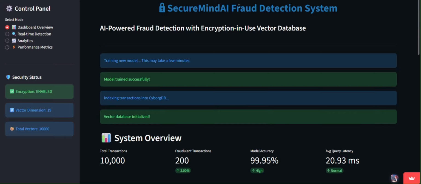SecureMindAI. It's a real-time fraud detection system that uses machine learning, encrypted vector search and CyborgDB to catch fraudulent transactions with very high accuracy. And it keeps all the financial data completely secure.